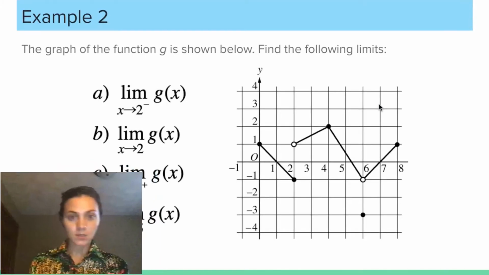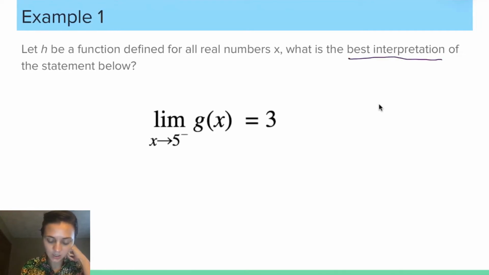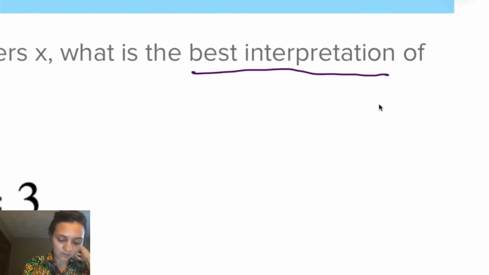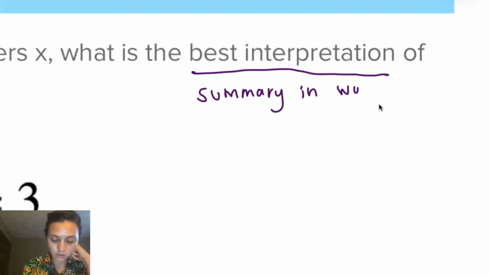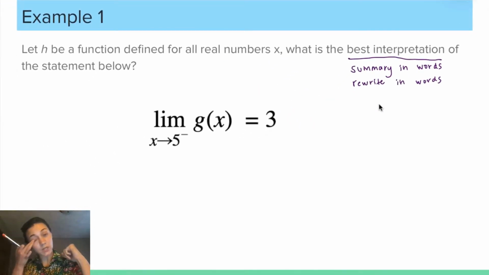Okay. So here's example 1. It says, let h be a function defined for all real numbers x. What is the best interpretation of the statement below? So when you see something like this, the best interpretation kind of means give a summary in words or rewrite in words. Okay, so this is in limit notation, and we just need to write in words, what does this mean?